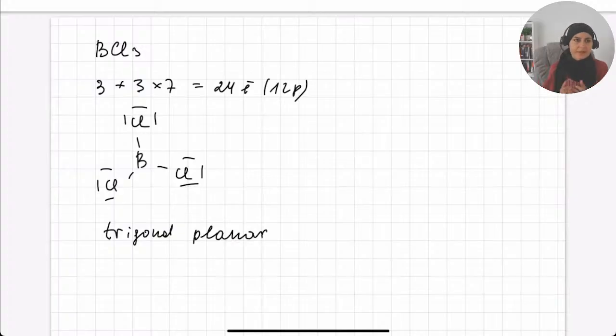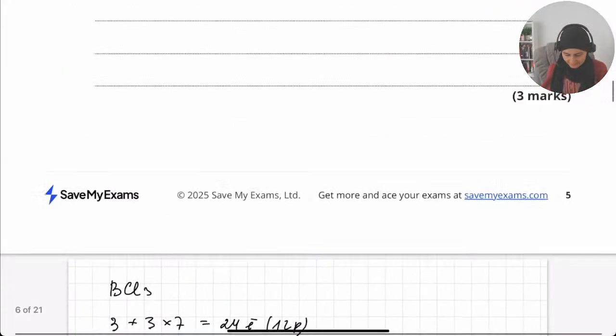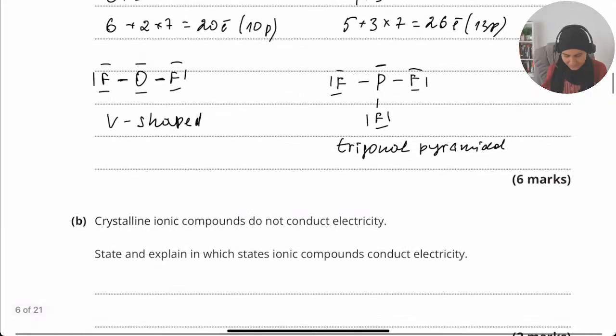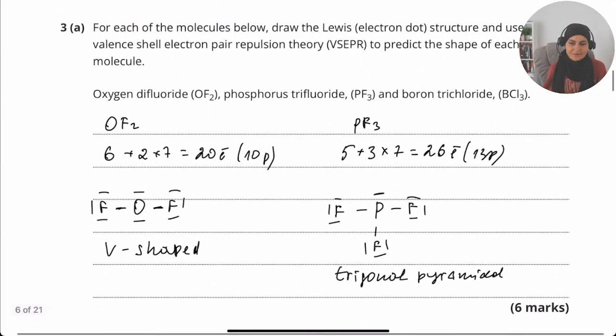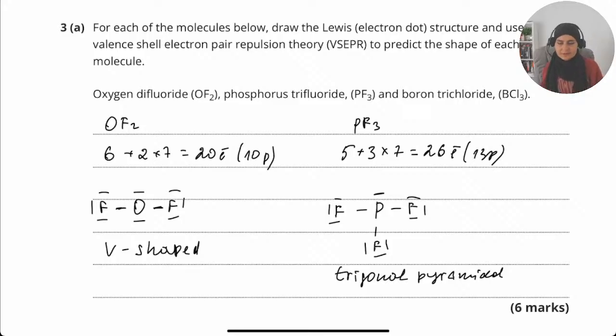Trigonal planar. Yes, okay. Well, our half an hour, 30 minutes are gone, so I'll stop here, but next time we can continue. Okay, yes, so next time we will continue with this.